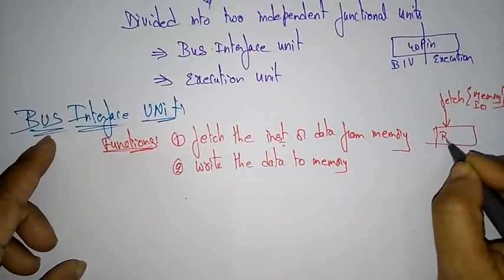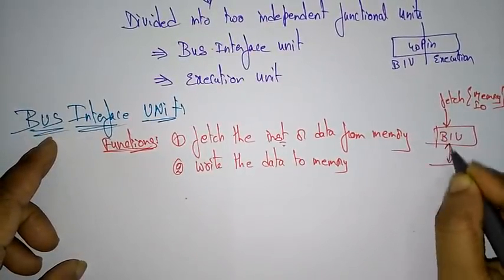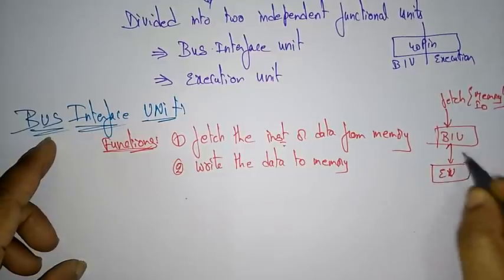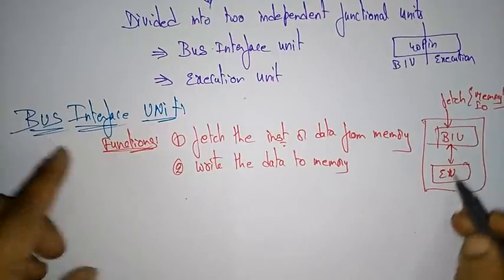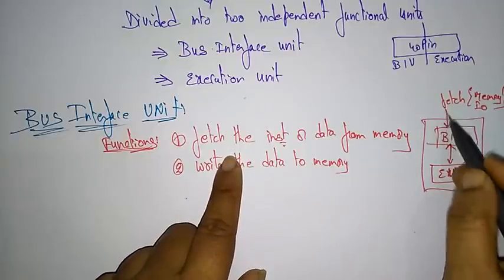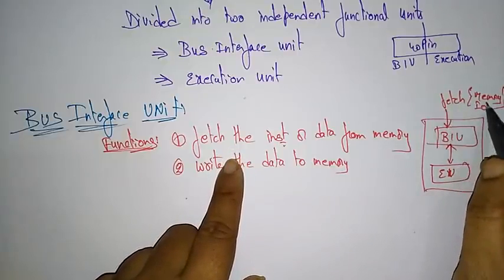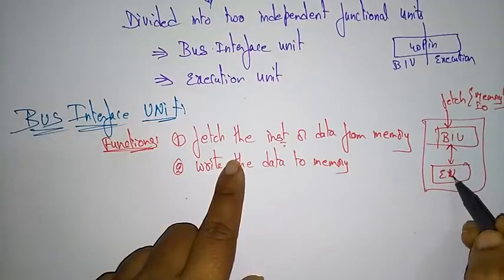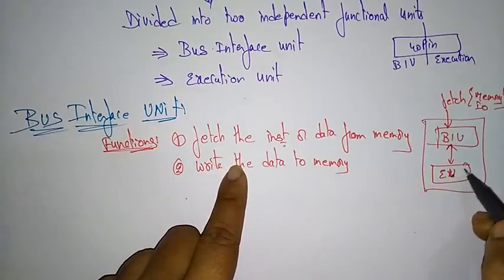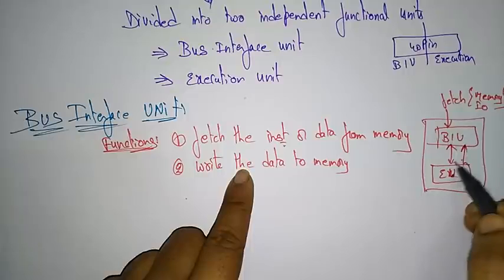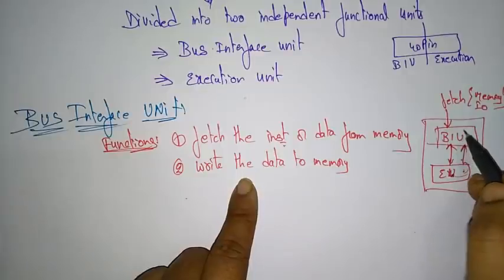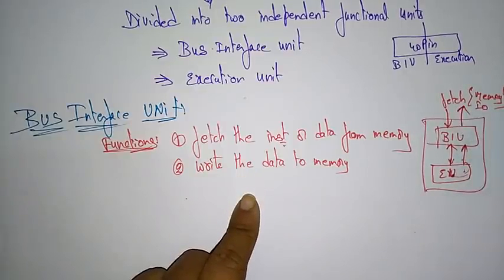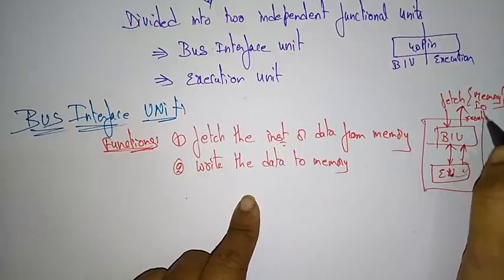So this bus interface unit is fetching the data for the execution unit. This is completely in the processor. The processor is divided into the bus interface unit and the execution unit. First the bus interface unit fetches the data from memory and IO and sends that data to the execution unit. After that, the execution unit will perform some operation and send the data to the bus interface unit. Then what will this bus interface unit do? It writes the data to memory. This is a result. This is a query.